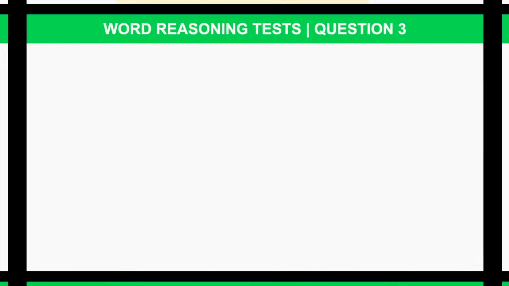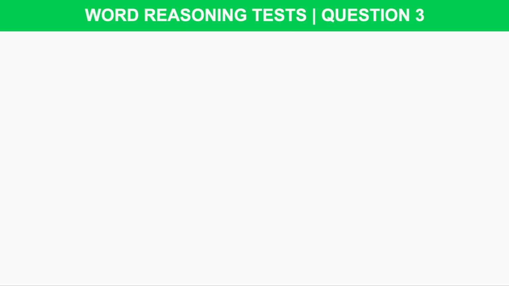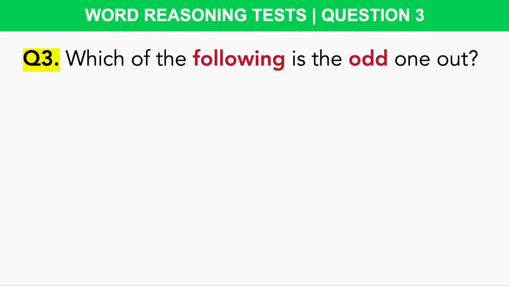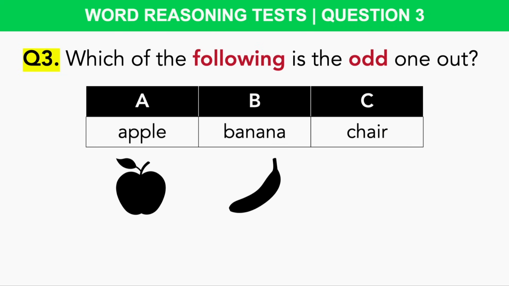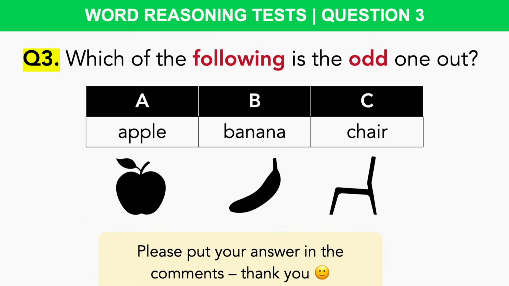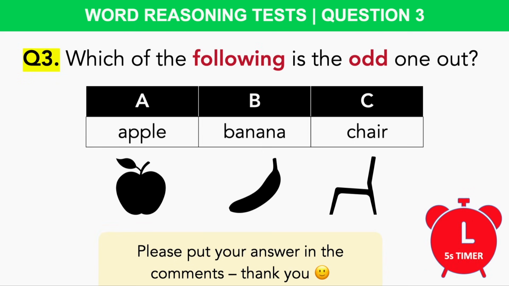Great, how did you get on? Don't forget to let me know in the comment section below. Let's try another one. Which of the following is the odd one out? Is it A, apple, B, banana, or C, chair? Let me know your answer in the comment section below where I'll mark it for you. Your 5 seconds starts now.